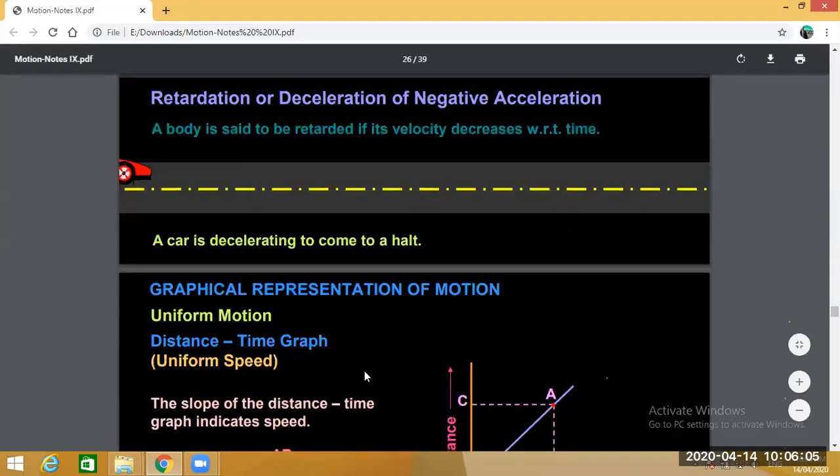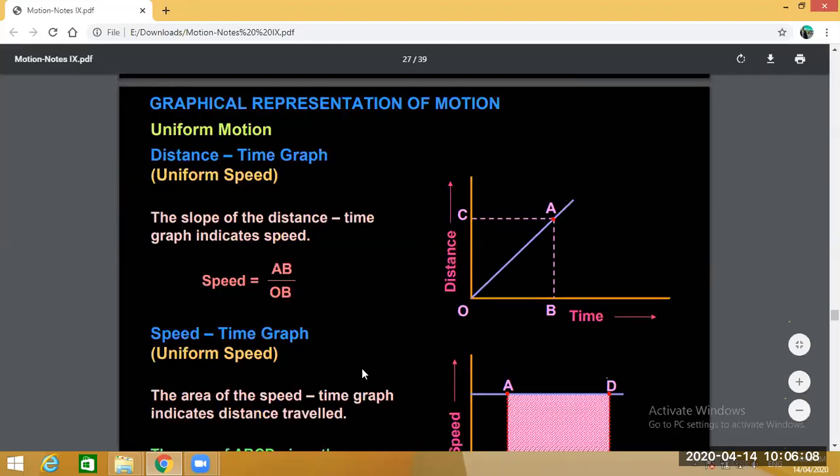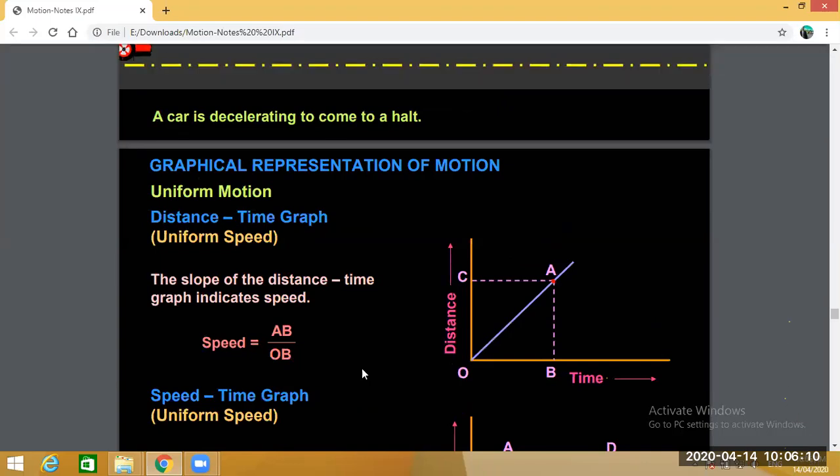Now, next thing we have to study is graphs, the mathematical representation of motion.